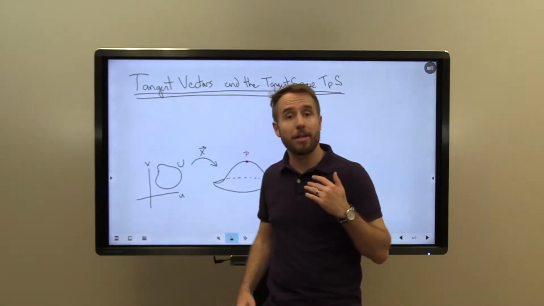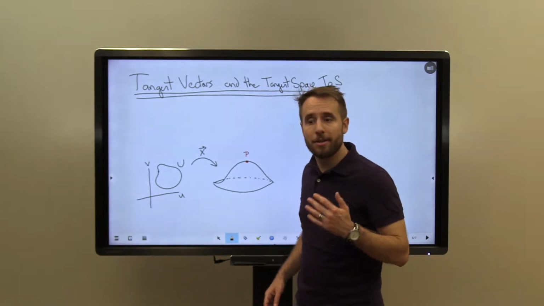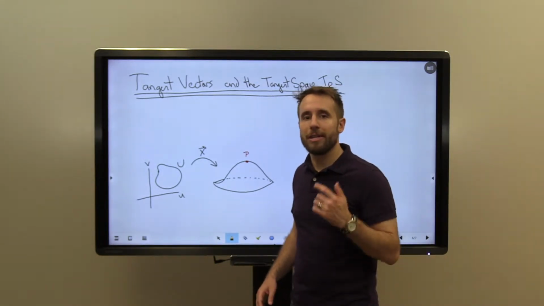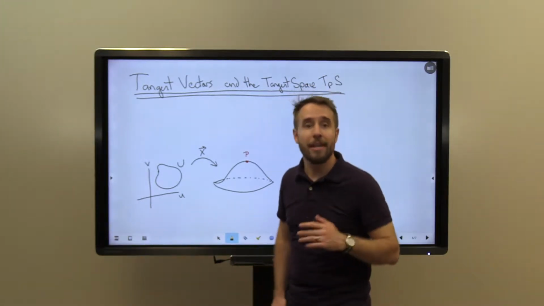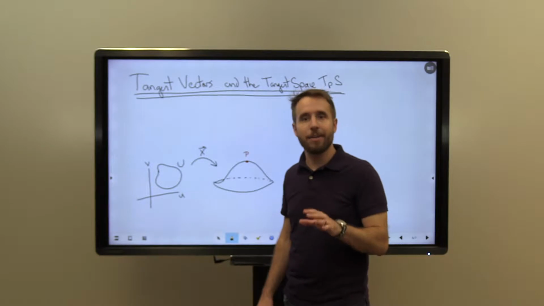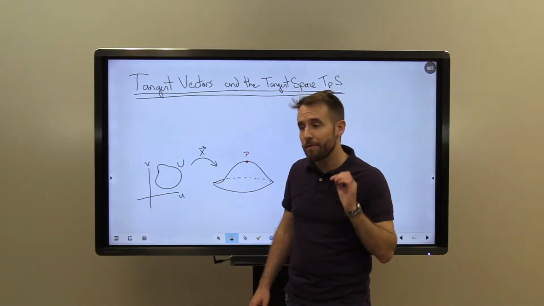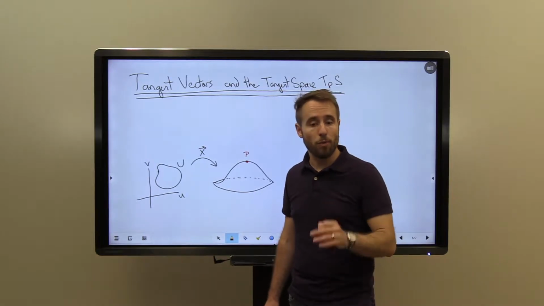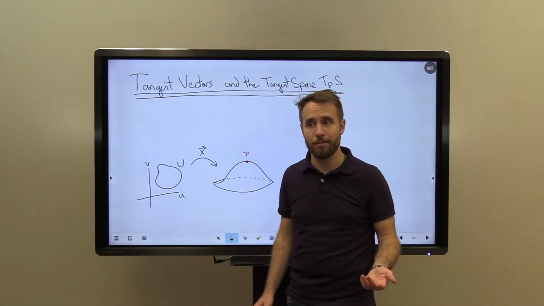We are going to continue looking at parametrized surfaces today. In particular, we are going to begin looking at tangent vectors to parametrized surfaces. Now this is something that we need to rigorously define here in a moment, but remember back when we were looking at parametrized curves, one of the very first things that we looked at were our tangent vectors, or vectors that lay tangent to the curve.